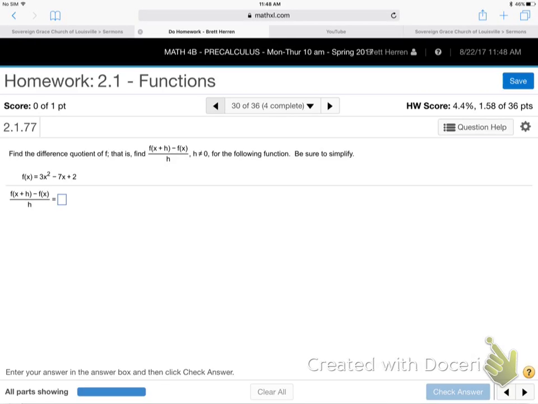So let's do that one. Number 31 has x cubed. I'm not going to put x cubed on the exam, so the homework goes a little more than I'm going to do on the exam. I usually go mid-level. You'll see when you see the practice exam. So, 3x squared minus 7x plus 2.